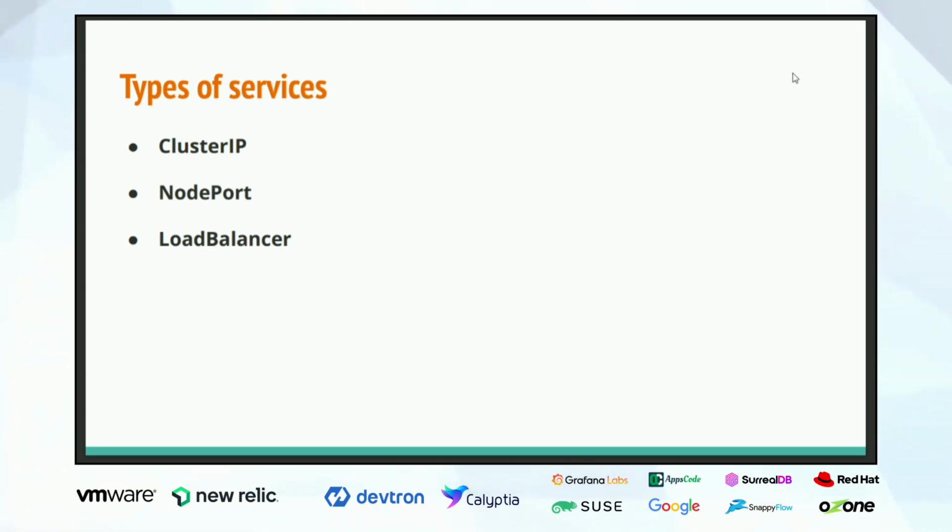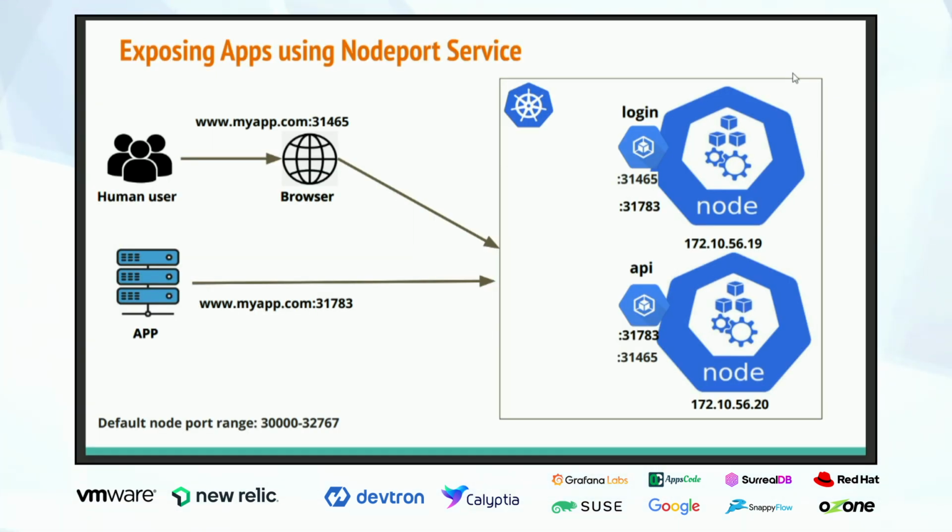Another type of service we can use to expose our application is a service of type NodePort. As the name suggests, this service exposes the application on each of the worker nodes on a certain high range port, right? These port ranges are by default 30,000 to 32,000 something, and it gets exposed on each of the worker nodes. So the limitation of this approach is quite obvious.